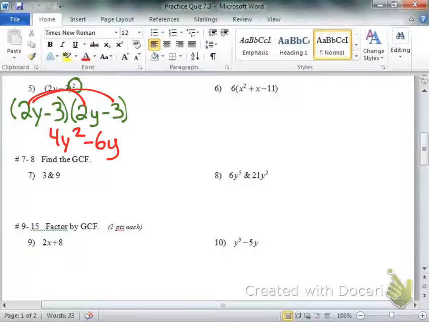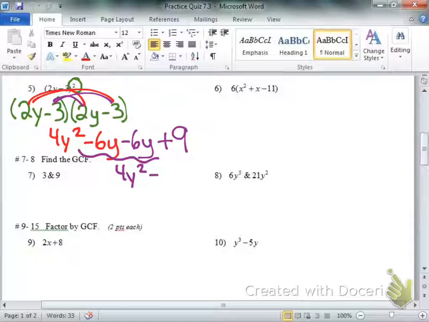Same thing with the negative 3. Negative 3 times 6y is minus 6y again. And negative 3 times negative 3 is positive 9. Those terms in the middle are like terms. They're both negative, so add the numbers, keep the negative sign. And there you go. What are your questions on number 5?